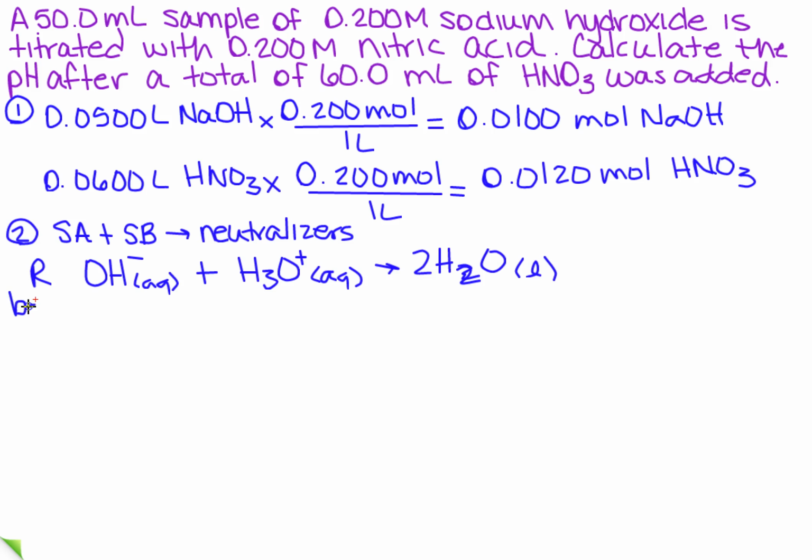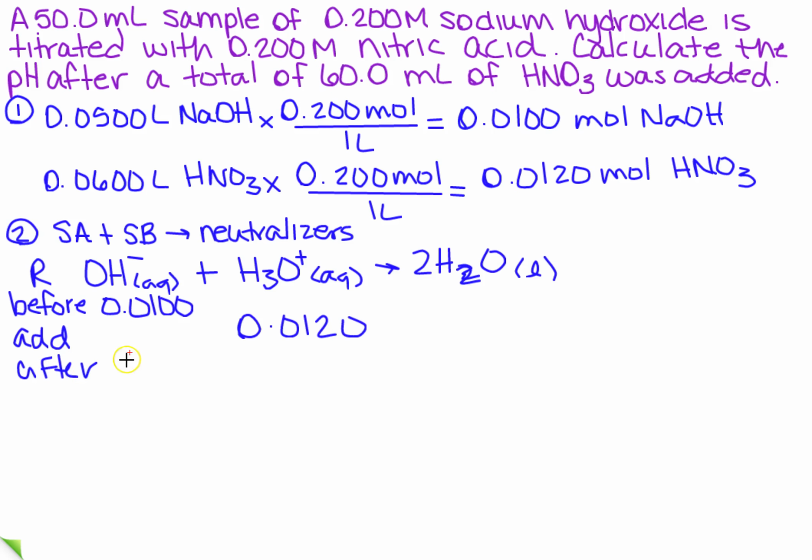So the before for the OH is 0.0100, what I found out just previously. And then what did I add? Well, it said I added 0.0120, right? That's the acid down here. And then after, what did I get? Well, this right here is still approximately 0, so I'm not going to have to worry about it. And when I subtract these two numbers, I get 0.002.